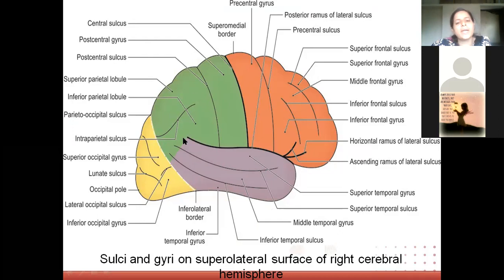Once you are done with the parietal lobe, let us see the temporal lobe. Very simple. In the temporal lobe, what is the major sulcus which is dividing the temporal lobe from the other two lobes? Lateral sulcus. This bold black line is the lateral sulcus. Within the temporal lobe we have two lines. What are those? Superior temporal sulcus, inferior temporal sulcus. Between these temporal sulci, we have superior temporal gyrus, middle temporal gyrus, inferior temporal gyrus. So these are the three gyri.